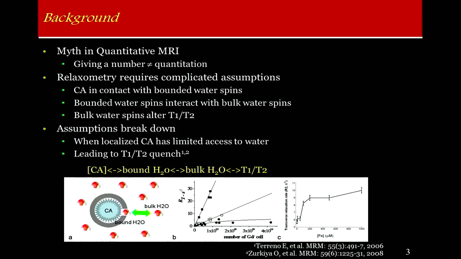However, the proportionality of the relaxivity depends on the local environment that the contrast agent is experiencing. So sometimes even an additional calibration scan is inadequate to mimic the local environment. Furthermore, as shown here in the middle figure, and then furthermore, this linearity assumption breaks down when the contrast agent has insufficient interaction with the surrounding water molecules, leading to the well-known T1 or T2 quenching effect, as shown in the last figure.